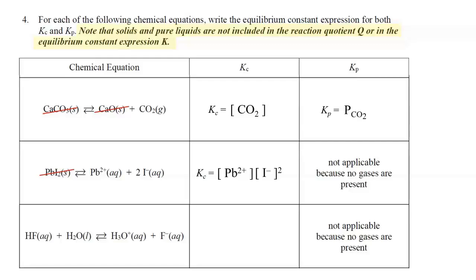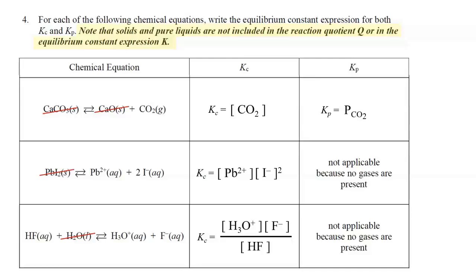Now for this last equation in the table, the pure liquid, water, is not going to be included in the expression. We'll do a Kc with products over reactants, so it's the concentration of the hydronium ion, H3O+, times the concentration of the fluoride ion, F-, divided by the concentration of hydrogen fluoride or hydrofluoric acid, HF, on the bottom.